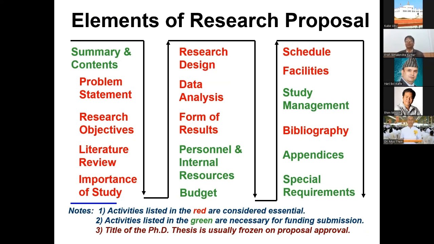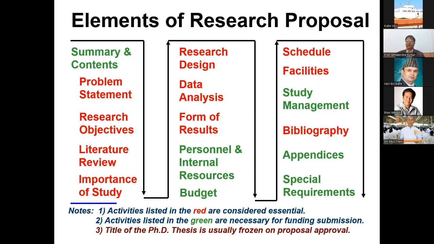But when we are going to make a research proposal, there are three stages, if you look at the summary and the contents. First of all, we have to write down a statement of the problem. What are the research problems? Then you have to make a statement of the research problem. Then, what are the research objectives? Why are you going to select this topic for your research?